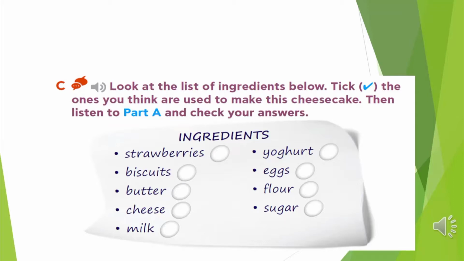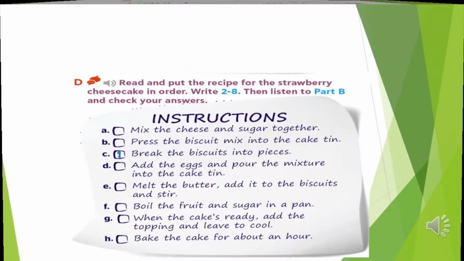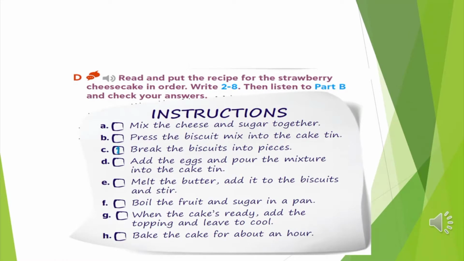Now, which ingredients did the cook or the chef use to make the cheesecake? Look at the list of ingredients below. Tick the ones you think are used to make this cheesecake. Then listen to part A and check your answers. Fantastic: biscuits, butter, cheese, eggs, and sugar. Right? So these are the ingredients that the chef used to make the strawberry cheesecake.